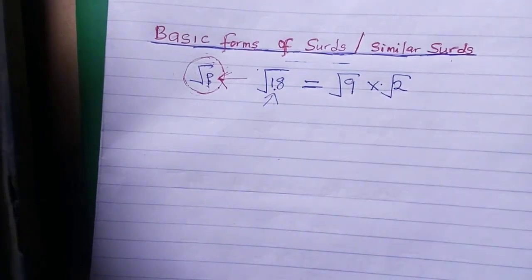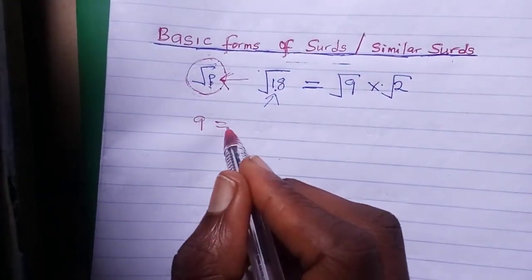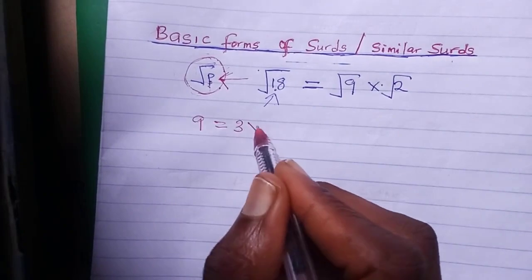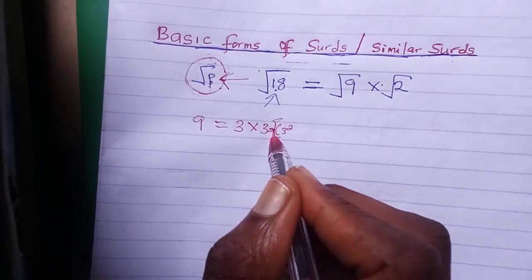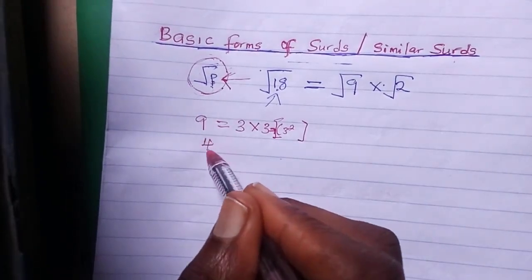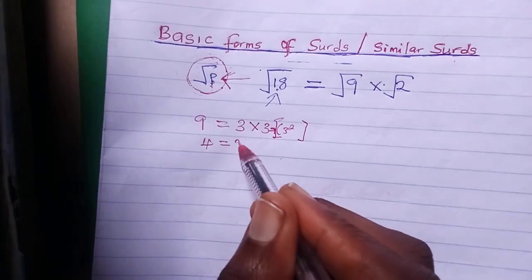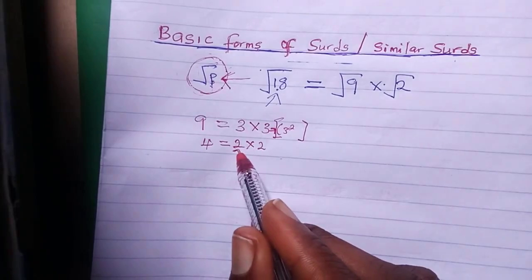Remember, what are perfect squares? Perfect squares are numbers that can be expressed as a square of another number. Now, look at this 9. 9 is a perfect square because I can express it as a square of another number, that is 3 squared. Likewise, 4 is also a perfect square because I can express it as a square of another number, in this case 2.